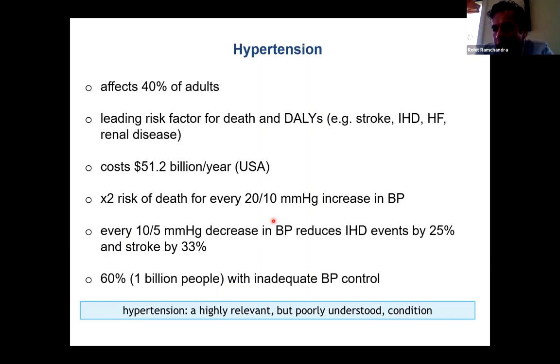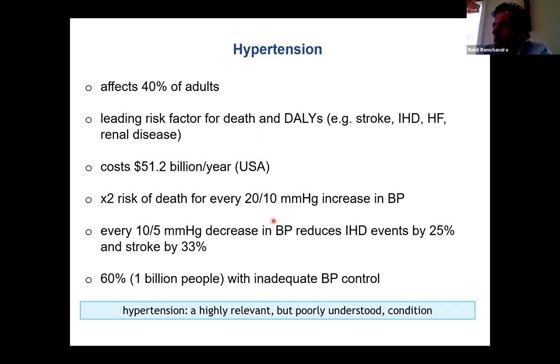Even though we have a large number of medications available, unfortunately about 60% of patients that are prescribed antihypertensives have inadequate blood pressure control. Some of this is because some of these patients don't take their pills regularly. Some of it could be because the dose of the pill isn't right. And in a small cohort of these patients, even though they take the pill and it is the right dose, they're just refractory to blood pressure control. In other words, the pills just don't work for them. It is highly relevant, but incredibly poorly understood.